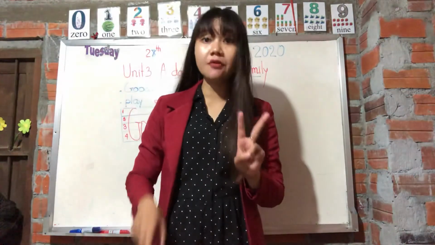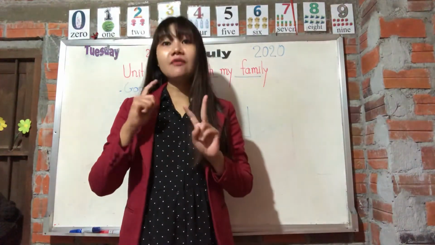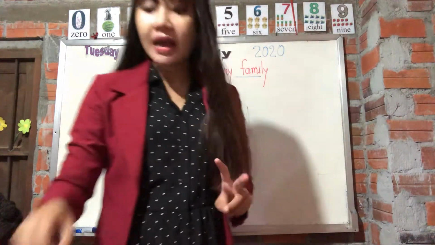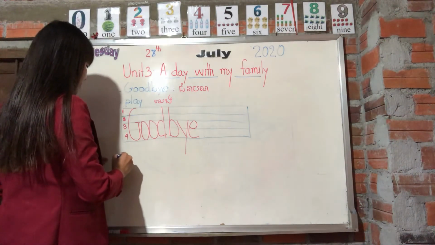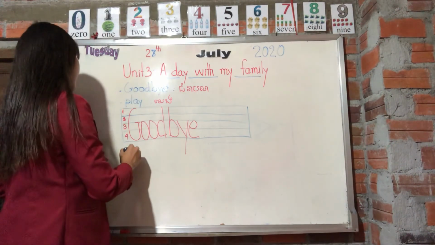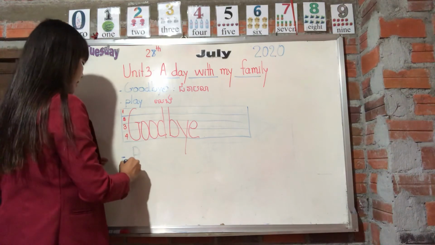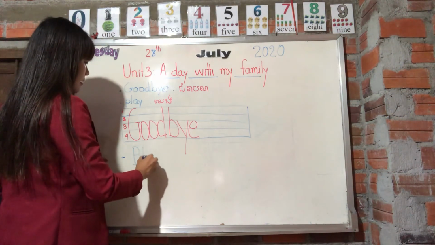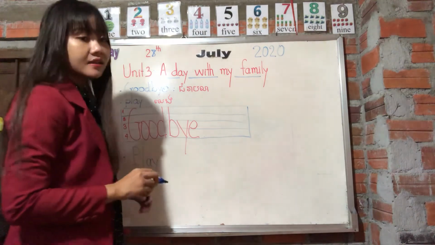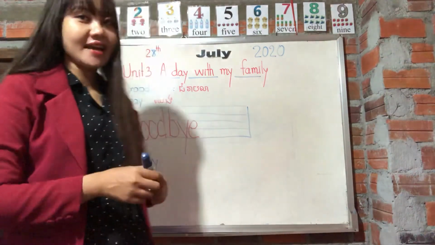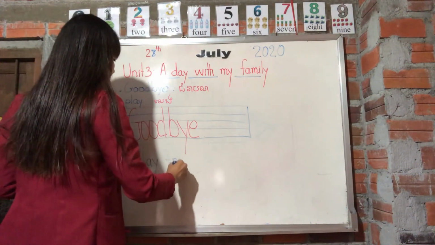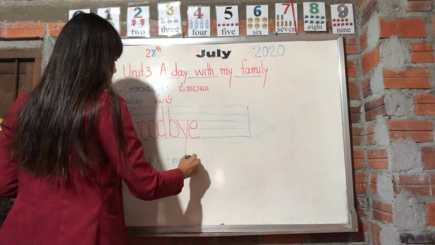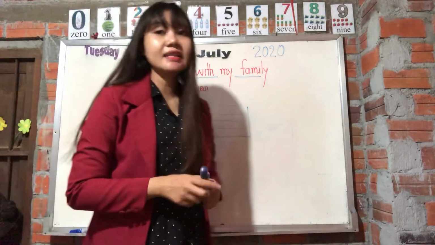Okay, so today, how many words did you study? Yes, two words. The first word is goodbye, and one more word is play. Very good. How about the sentence? The sentence that you study is, play what? Play tennis. Okay, good. Play tennis. Okay, so the sentence that you study today is play tennis.